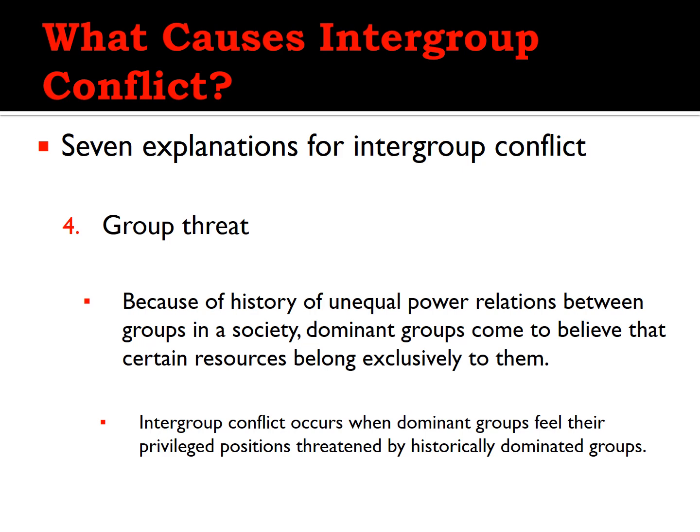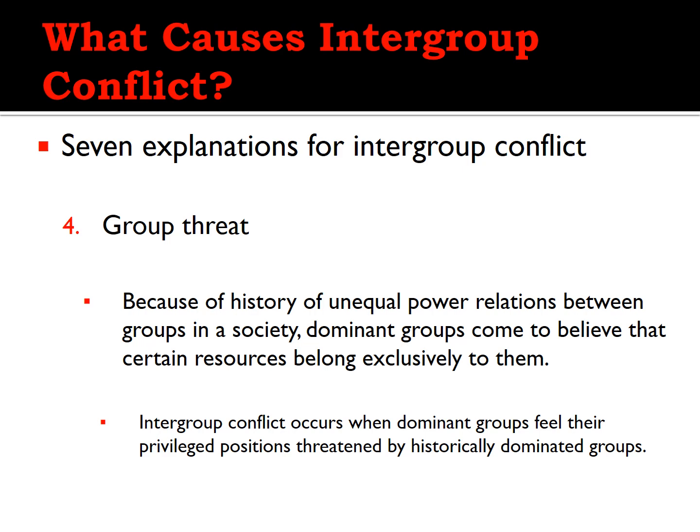Now, according to this explanation, intergroup conflict occurs when dominant groups feel their privileged positions threatened by historically dominated groups. Again, this was the case for whites, especially white males, historically and currently in American society. The picture I showed at the beginning of this lecture was a picture from the 1980s busing riots that occurred in Boston. These riots occurred after a judge ruled that schools in the Boston area had to use busing to make schools in the area equal in terms of racial makeup.